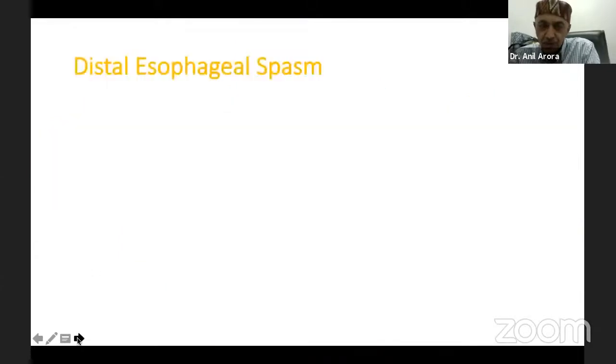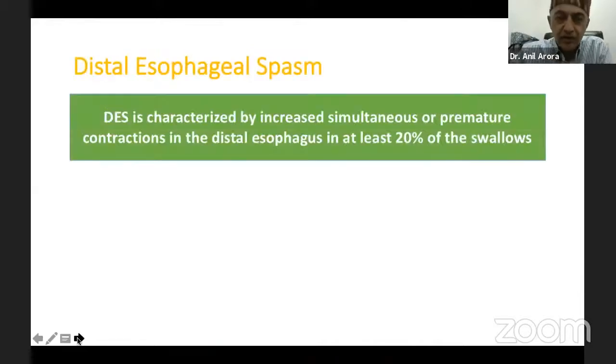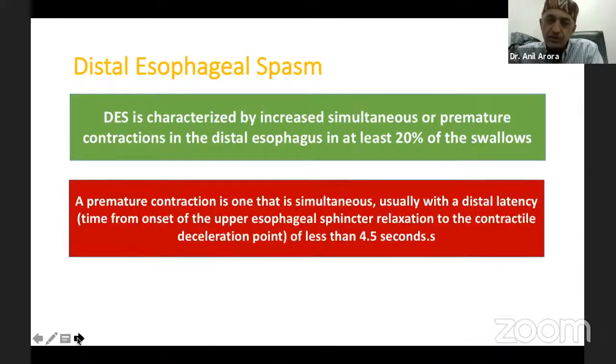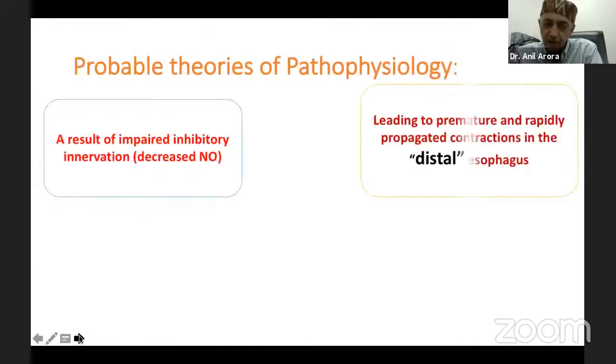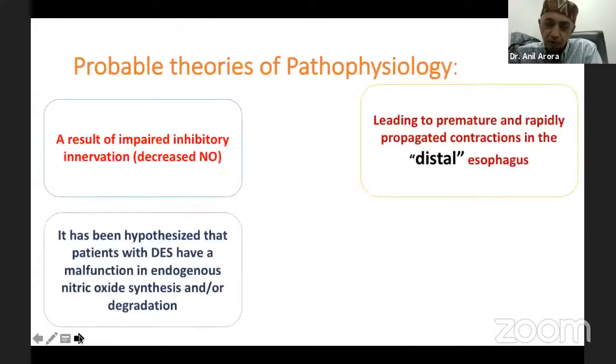and there is a persistent obstruction at the G junction. Coming on to the second mechanism of motility disorder, that is the hypermotility disorder, diffuse esophageal spasm. Now this entity has been renamed as distal esophageal spasm. The reason is you have a destruction specifically of the nitric oxide producing neurons in the distal esophagus. So this entity is now not called diffuse esophageal spasm, but it has been referred to as distal esophageal spasm. This again occurs because of the different theories which have been propounded.